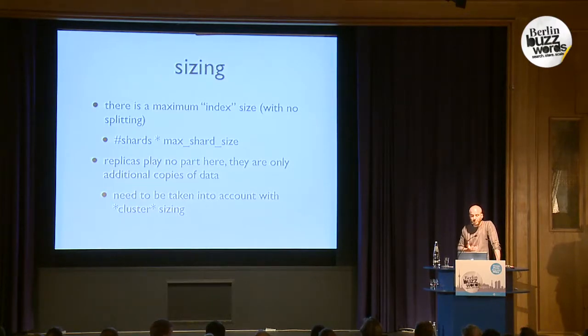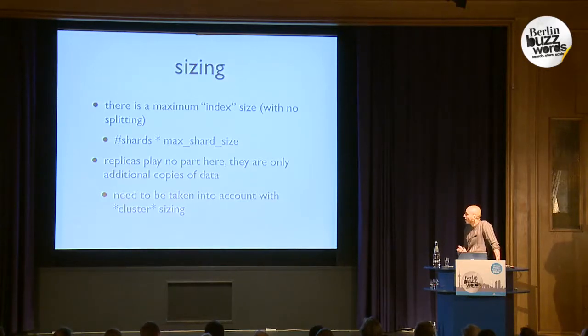It's an important aspect to understand that replicas really don't play any part here. They are only additional copies of the data. But they do need to be taken into account when you're doing cluster-wide sizing. Obviously, if you have one copy of the data, you need twice the number of nodes, potentially, compared to having no copies of the data.